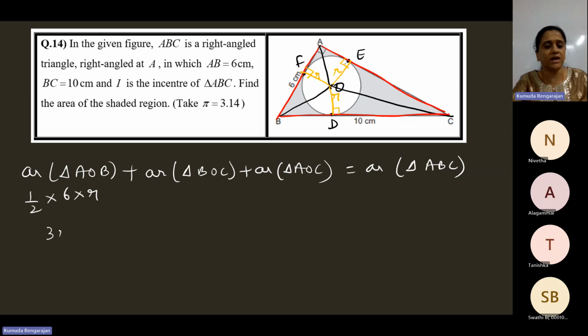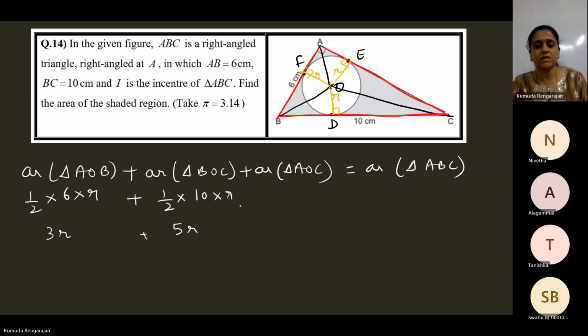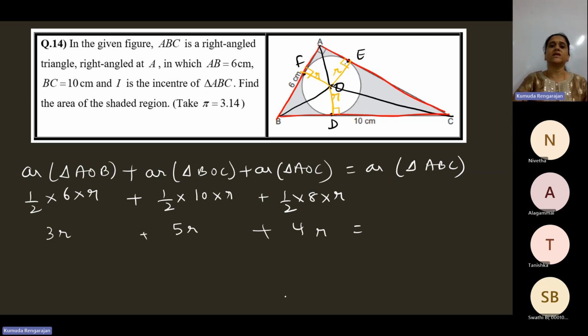So this is 3R, plus half into base BC, 10, into altitude R, which is 5R, plus half into side AC, by Pythagoras theorem 8, into R, 4R. This is equal to the area of the triangle ABC.